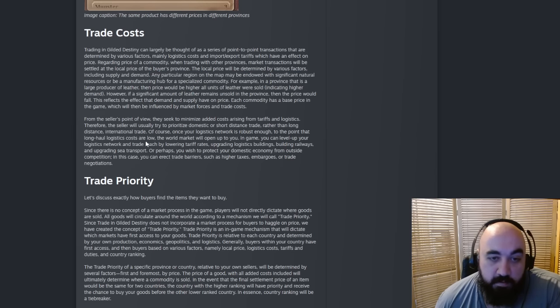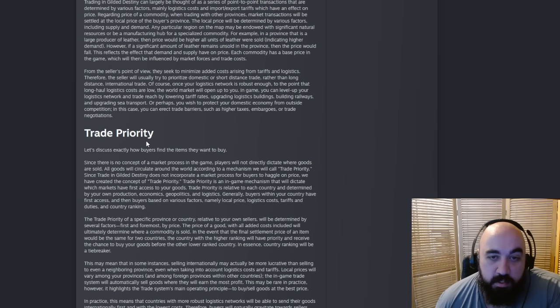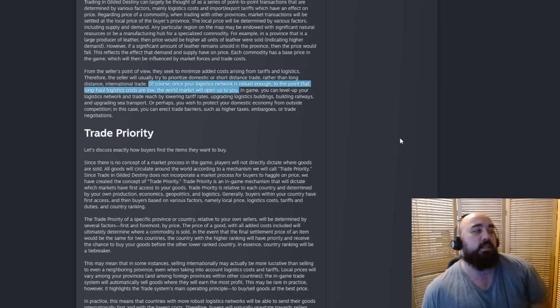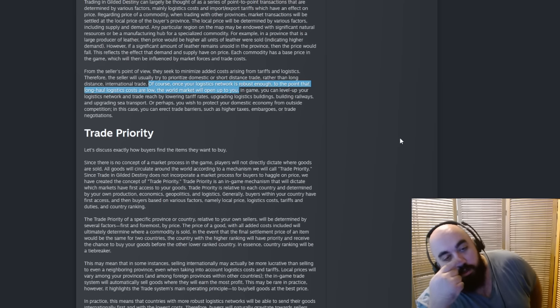From the seller's perspective, they seek to minimize added costs arising from tariffs and logistics. Therefore, a seller will usually try to prioritize domestic or short-distance trade rather than long-distance international trade. Of course, once your logistics network is robust enough to the point that your long-haul logistics costs are low, the world market opens up to you. And this is something that would be nice in Victoria 3 that doesn't really seem to be the case, is that it opens up larger and larger trade volume.